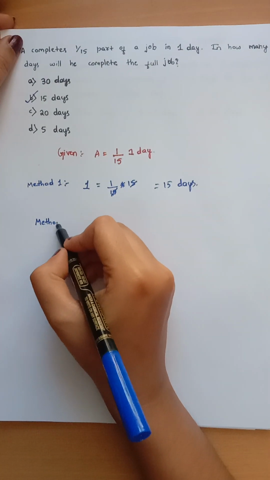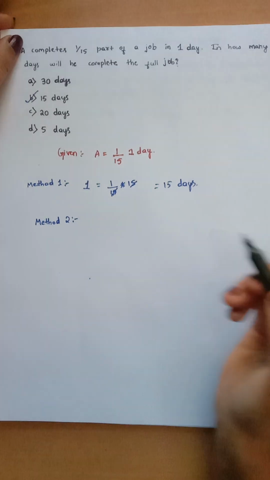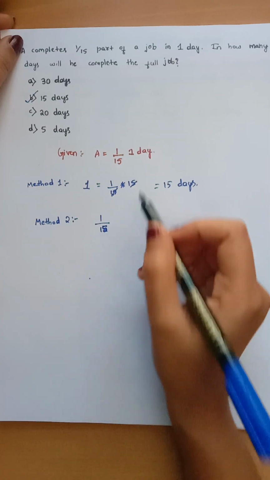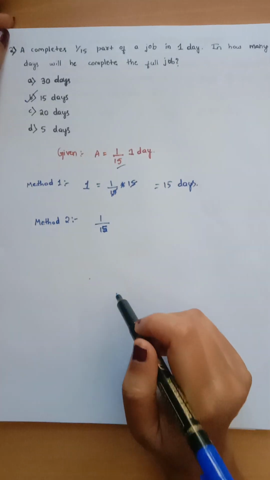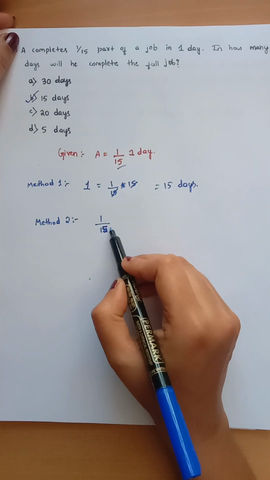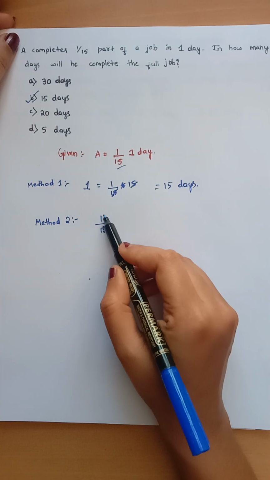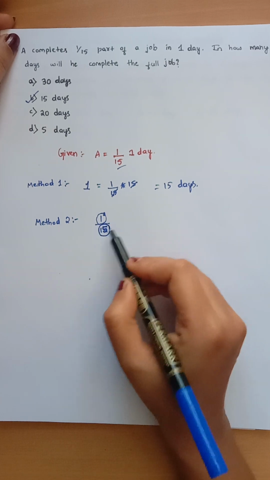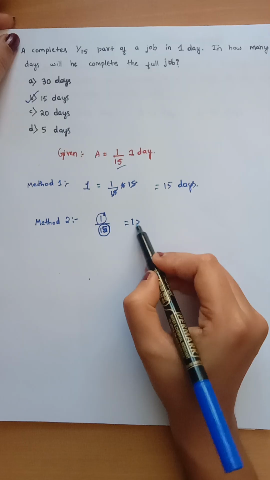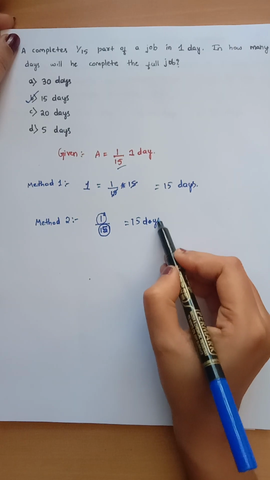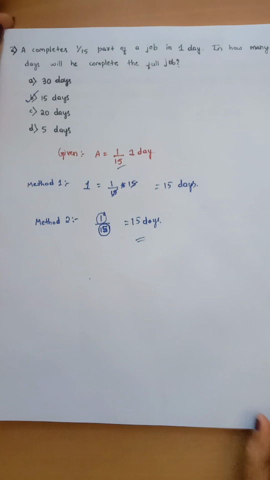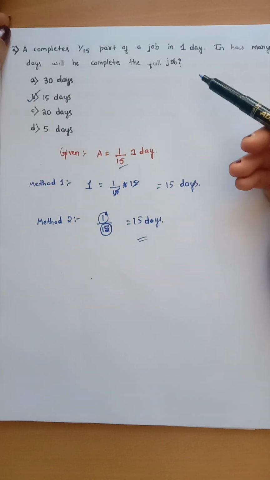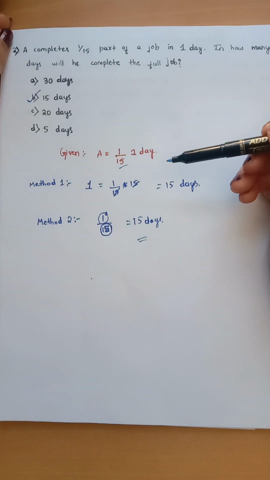There is method 2 to solve this question. That's 1 by 15. This is the data we have already got from this one. That means this is the amount of work done in one day. This is the total number of days taken. So the answer is 15 days. We have solved 2 questions based on single person problem and the amount of work done.